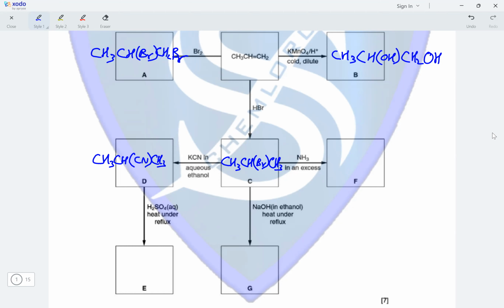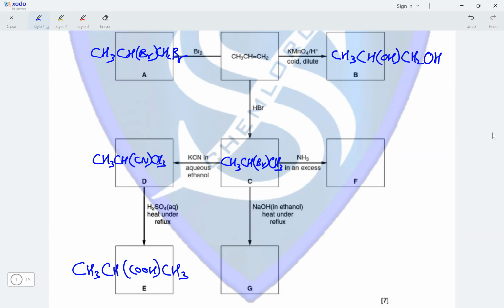And D going to E, we heat it under reflux with sulfuric acid. So this is acid hydrolysis, and acid hydrolysis results in the formation of a carboxylic acid. So the CN group will be converted into the COOH group. So this will become CH3, CH, COOH in the brackets, and CH3. So this is product E, a carboxylic acid, which is formed upon acid hydrolysis of a nitrile.